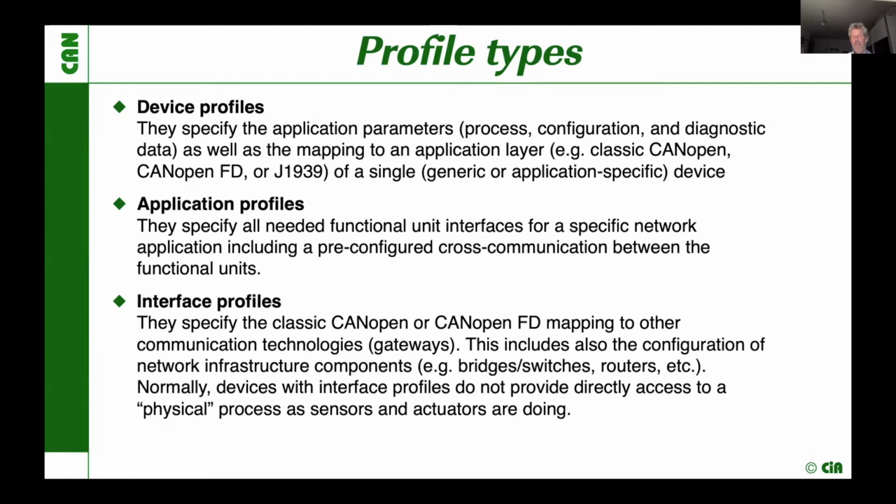Interface profiles are the third type of profiles which we provide. They specify the mapping of classic CANopen or CANopen FD to other communication technologies. These are normally gateways. This includes also the configuration of network infrastructure components, bridges, switches and routers. Normally, devices with interface profiles do not provide direct access to a physical process as sensors and actuators do, because they are just components in the entire network system.